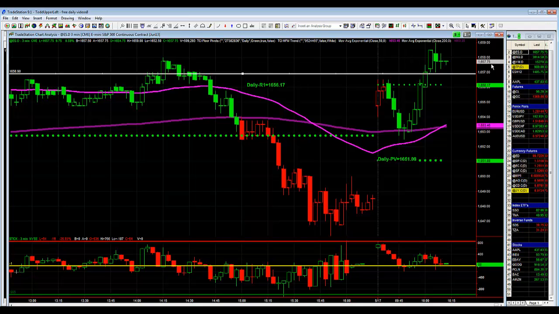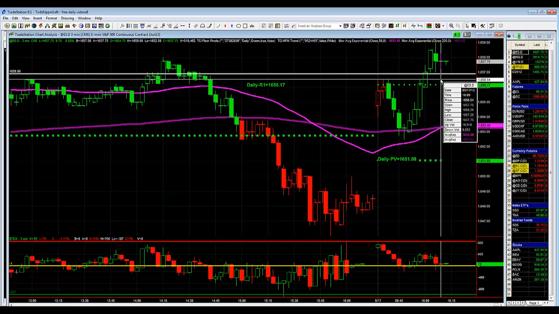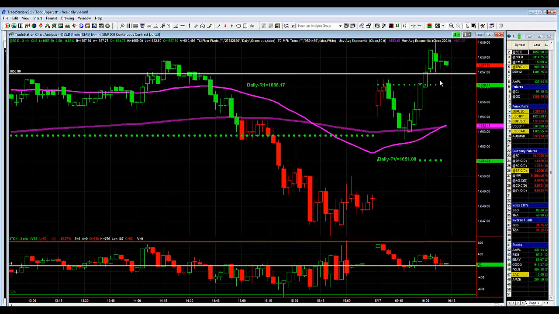All right, now this is closed. This is a 3-minute bar. We closed. It's an inside bar, right? The high is lower than the prior bar's high. You see that? And the low is higher than the prior bar's low, right?